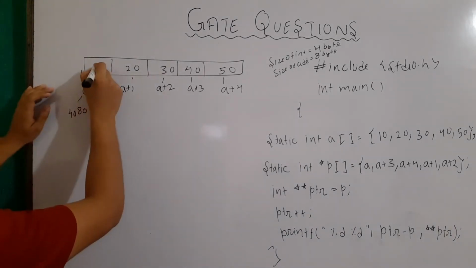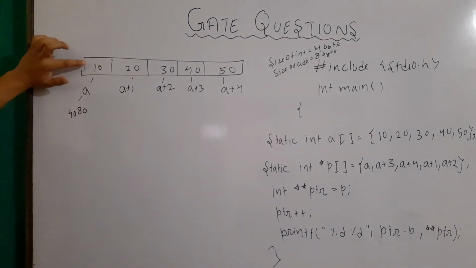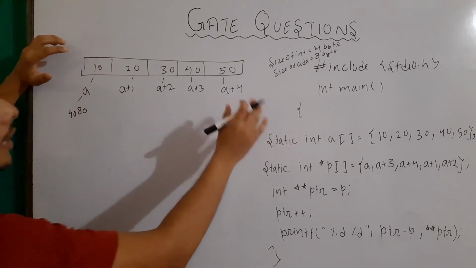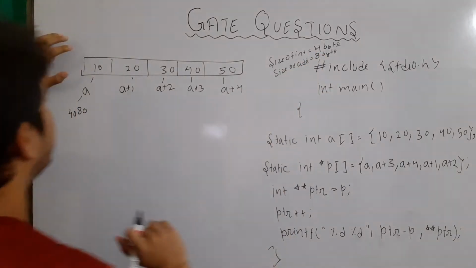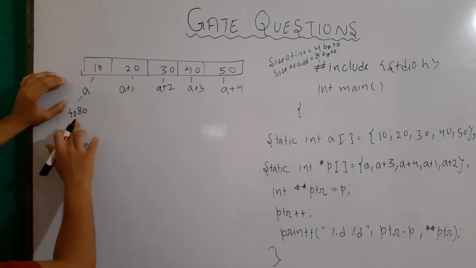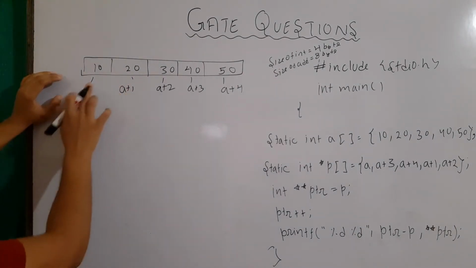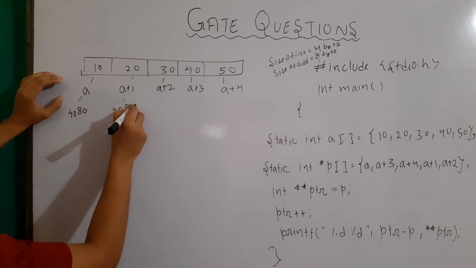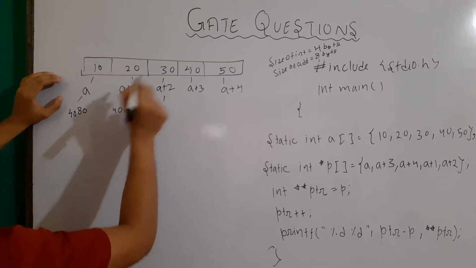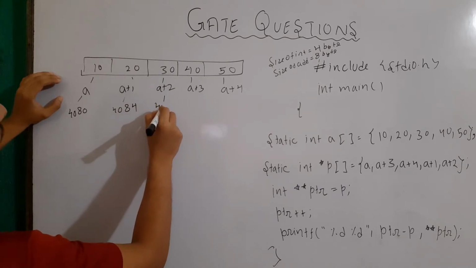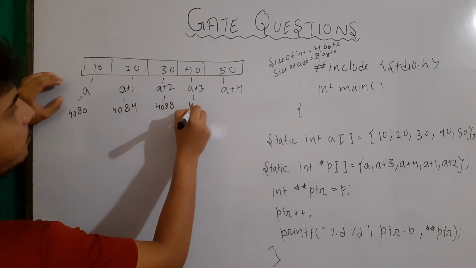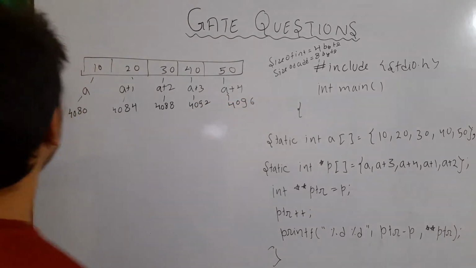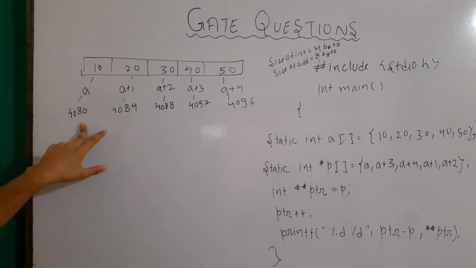Now if we see here, this 10 is an integer, right? So how many bytes do I require to store an integer? That is 4 bytes. So the next address will be 4 plus the base address of our array, so the address will be 4084, right? Similarly, 4 again will be added, and this will be 4088, then 4092, and then 4096, right? You can consider any base address here.